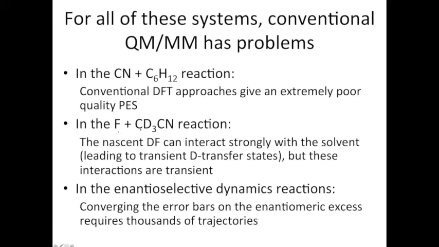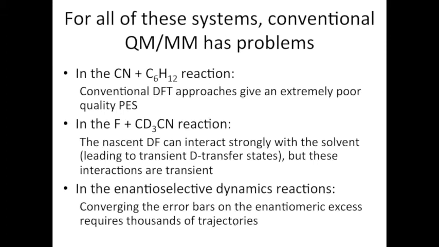In the fluorine plus CD3CN reaction, if you were to do it with QMMM, you would need a dynamically changing QMMM boundary. That just gets extremely messy. It never conserves energy, and then your dynamics are effectively meaningless in the non-equilibrium limit. And in the enantioselective dynamics reactions, we could maybe do 10 QMMM trajectories, but to make a hypothesis that was experimentally testable, to generate statistically meaningful results, we needed to run literally tens of thousands of trajectories, and that just isn't possible with QMMM.